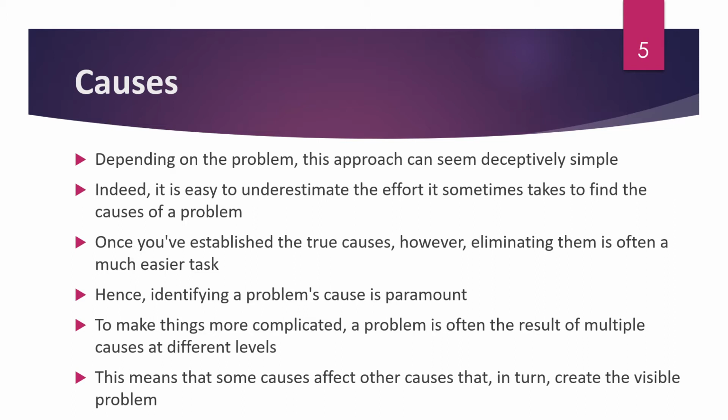To make things even more complicated, as I just mentioned in that example, a problem can often be a result of multiple causes at different levels. So you might have first level causes or higher level causes that actually cause the event to happen. And this means that some causes affect other causes, and that will then create a more tangible problem at the end that is more seeable.